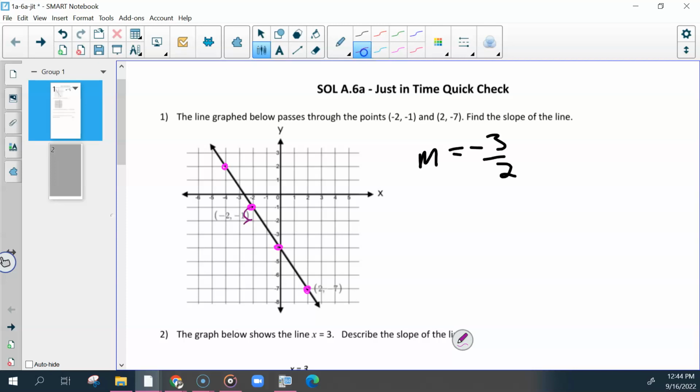I'm going to count how many units it takes to go straight down and then how many units it takes to go straight over. So this is going down 6 and to the right 4. So this would be a negative 6 over 4 and then we will simplify.